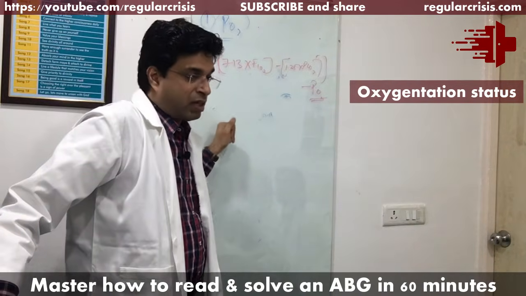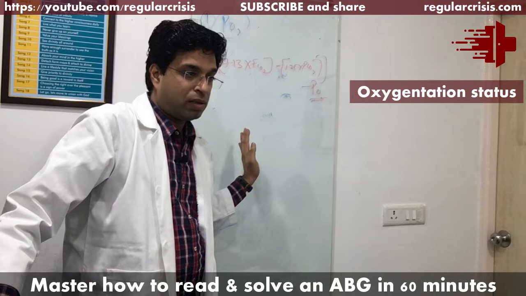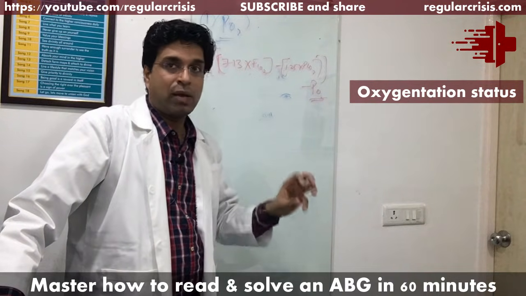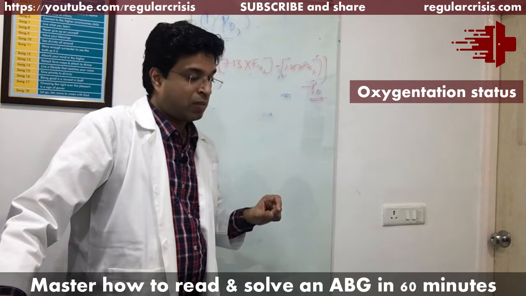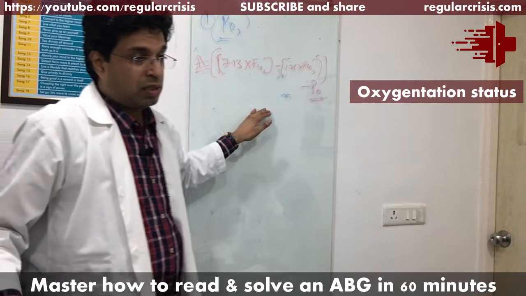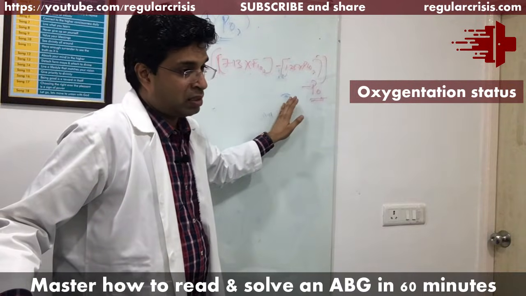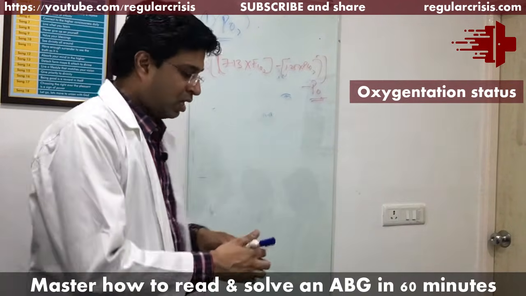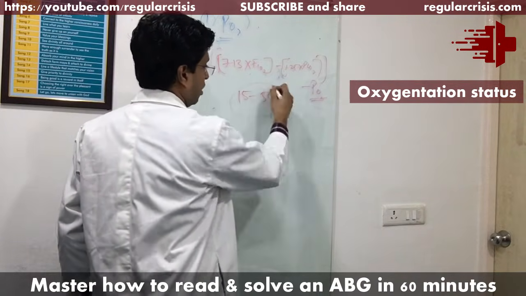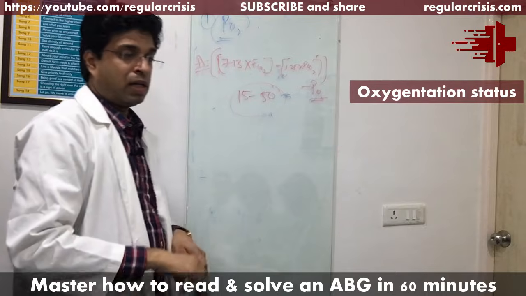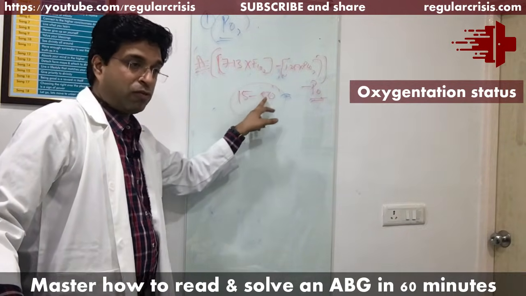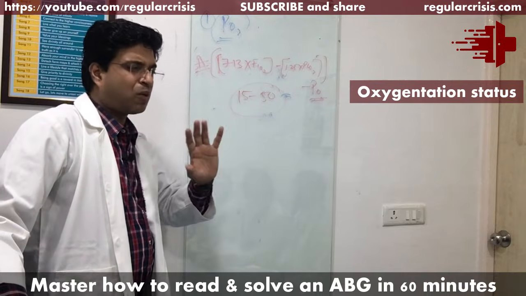If it is less than 15 on room air, that means lungs are normal. If it is more, something is bad in the lung, there is a problem in the lung, lungs are the culprit. If on 100% FiO2 this gradient is around 50, so your range is actually 15 to 50. If your alveolar arterial gradient is somewhere between 15 and 50, that means lungs are quite okay.